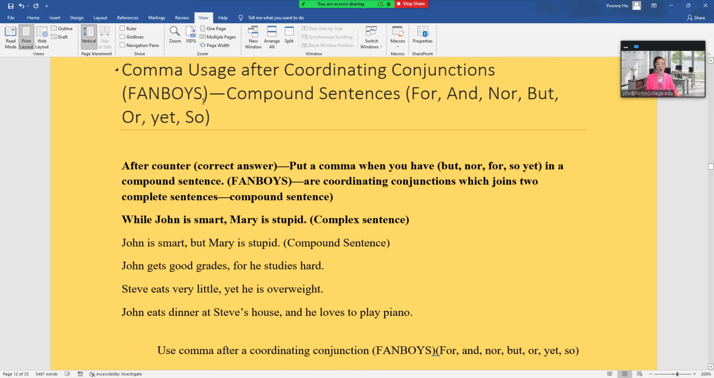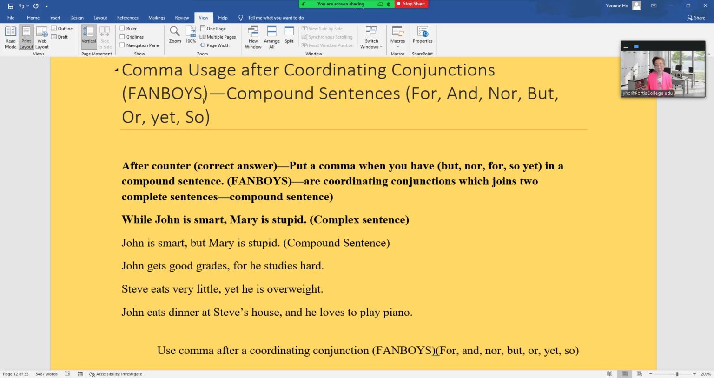Comma usage after coordinating conjunctions, fanboys, in compound sentences. So a compound sentence is when you have two sentences joined by a coordinating conjunction. The word compound simply means two. It means two of anything, actually. So if I say compound subjects, that means two subjects. If I say compound verbs, it means two verbs. And if I say compound sentences, that means two sentences.